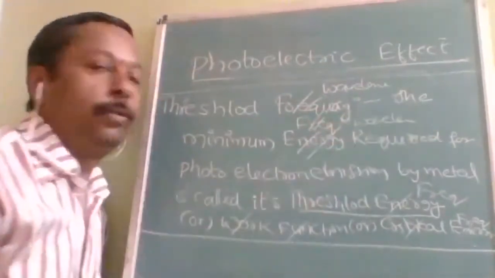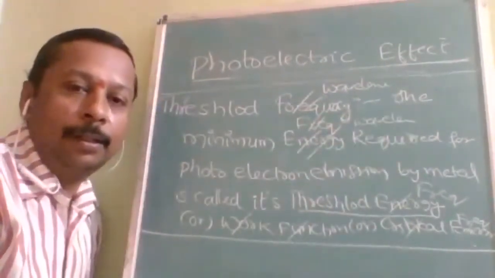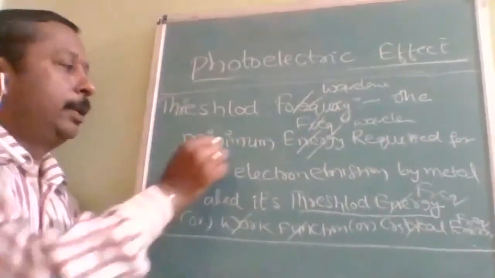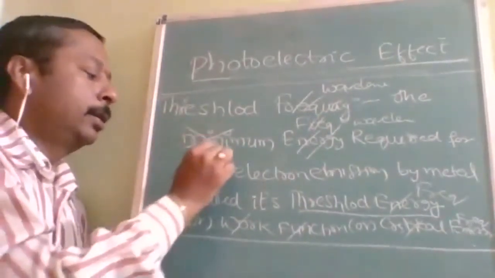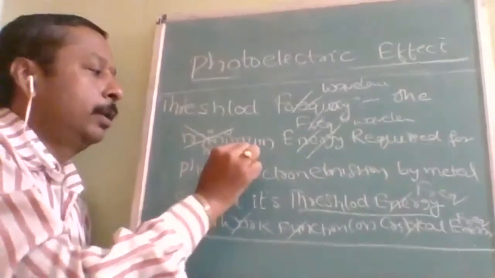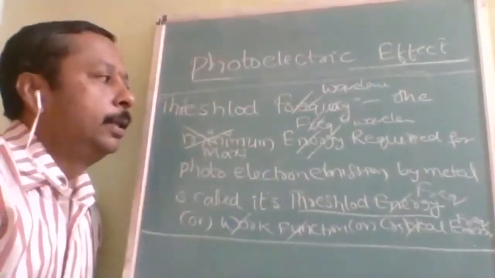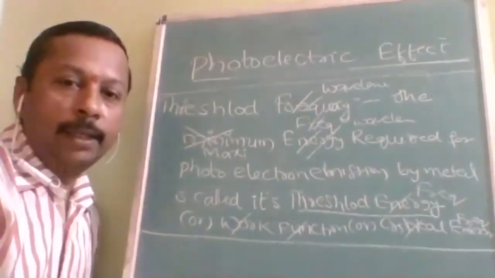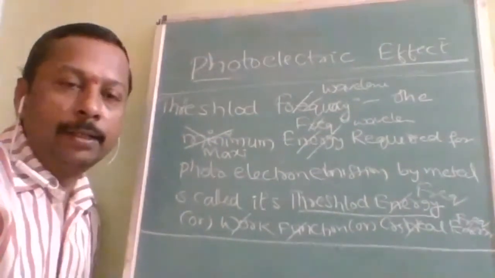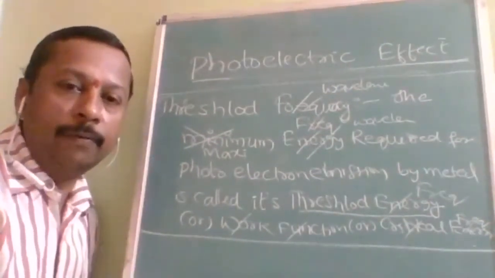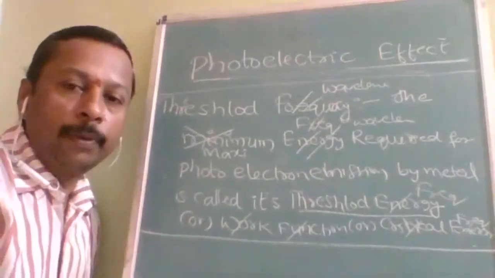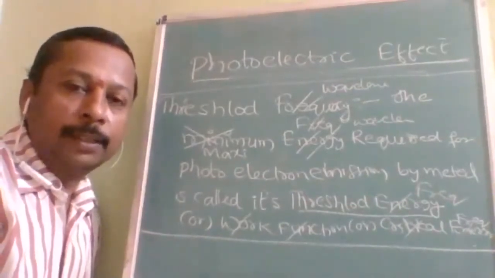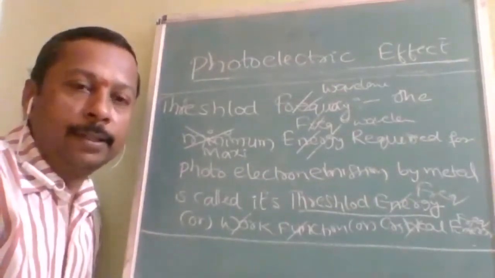Wavelength. But you should change one more word. It is not minimum, it is maximum. Maximum energy, sorry, maximum wavelength required. Why are energy and frequency minimum? Why is wavelength maximum whereas energy and frequency are minimum?